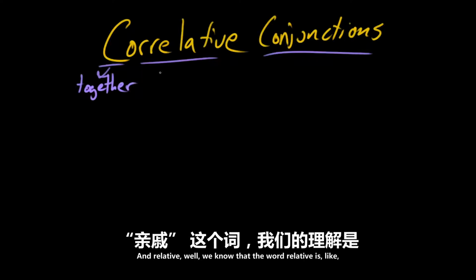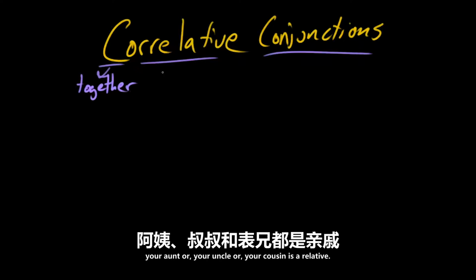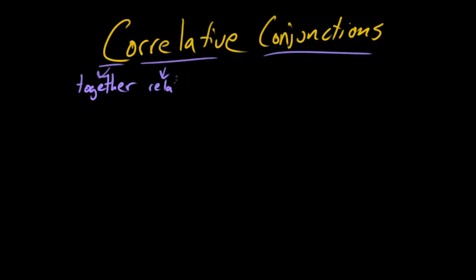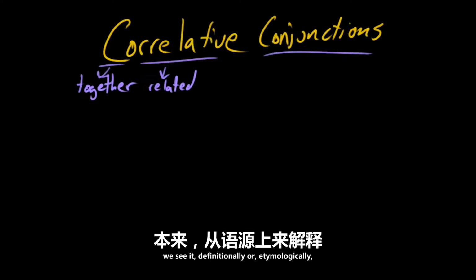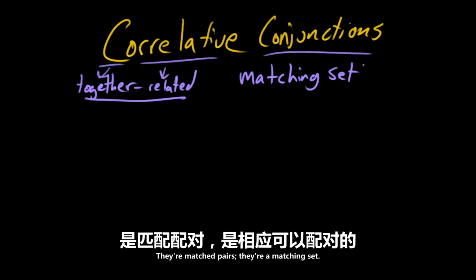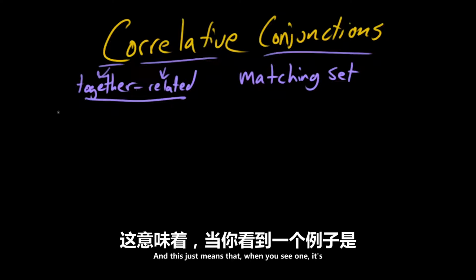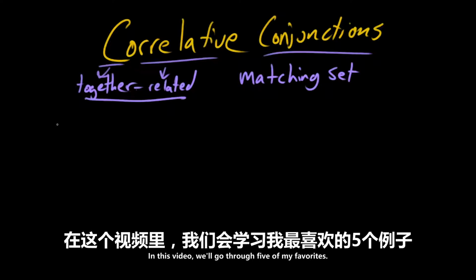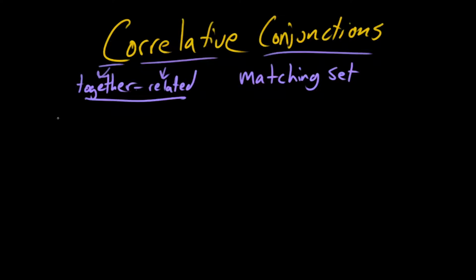And relative, well, we know what the word relative is, like your aunt or your uncle or your cousin is a relative. So we're just going to say that just means relative or related. So correlative conjunctions, there we see it definitionally, or etymologically, are related together in some way. They're matched pairs. They're a matching set. And this just means that when you see one, it's probably time to use the other. In this video, we'll go through 5 of my favorites.